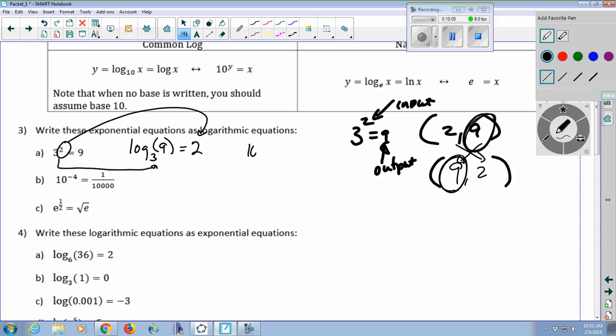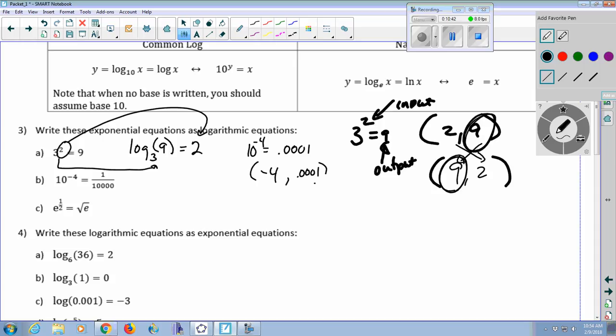Let's take a look at 10 to the negative 4 equals 1 over 10,000, which is the same as this. Is that correct? 1 over 10,000 is 0.0001. Agreement on that? I'd rather write it as a decimal. So what would be the input here for this one? Jenna, what would be the input for the exponent? Not to rewrite it, just looking at this, what's the input? What's the output? Yeah, and what's the output? Peter?